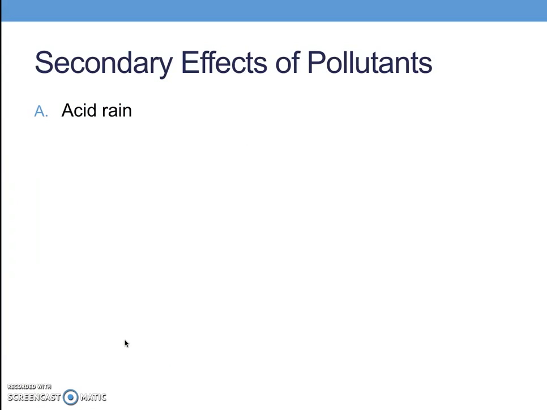So I've pointed out that major effects of air pollutants include respiratory effects and some heart health effects. There are also some secondary effects of pollutants. So those include acid rain, ozone depletion, and smog. And we're going to spend a few minutes explaining each of those.